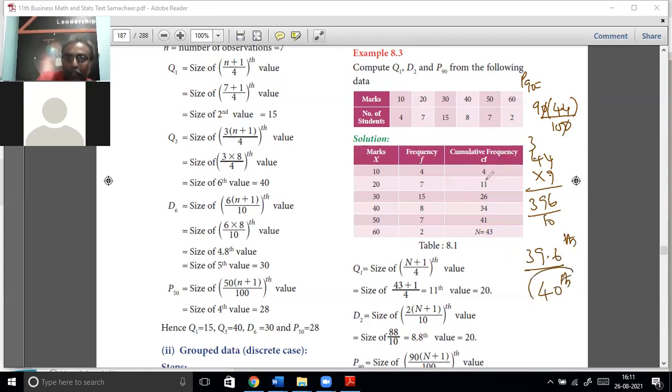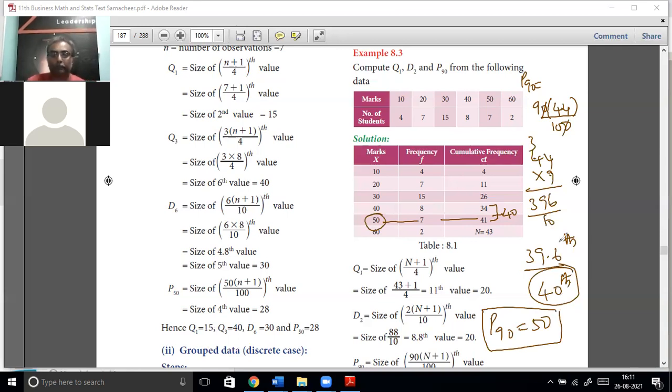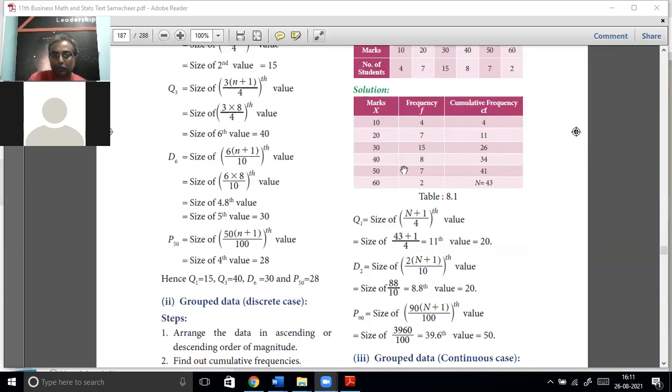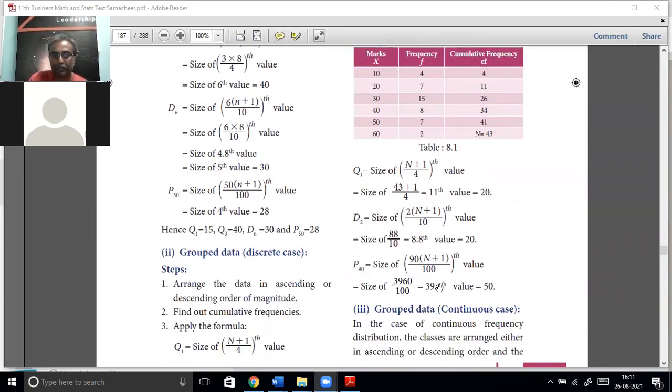40th item என்ன இருக்குன்னு பார்த்தீங்கன்னா இந்த ரேஞ்சில் இருக்கு, 34 to 41. அப்போ அதுக்குள்ள ஈக்குவலண்ட் என்ன ஆகுது, 50. ஸோ P90 is equal to 50. முடிஞ்சு போச்சு வேலை. That's all. Okay. Can we see if it is right? P of 39.6, the 40th value, that is equal to 50.